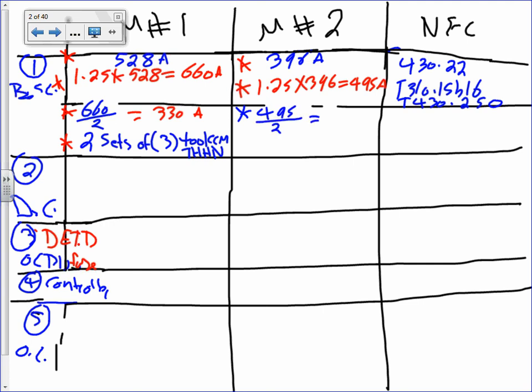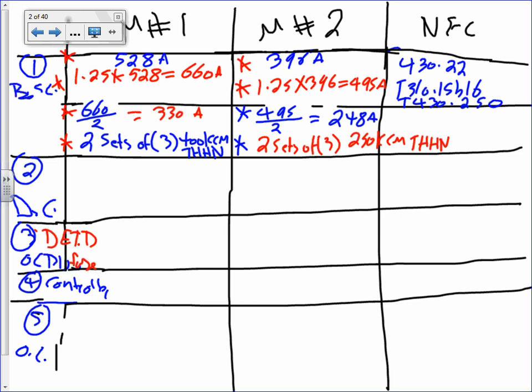What do you get? We divide this one by 2, my friends. I got 248. 248 amps. Then, here's what you're going to get here. Two sets of how many conductors? Three conductors. Each one of them has 250 kcmil THHN. Done. I paralleled for branch circuits.